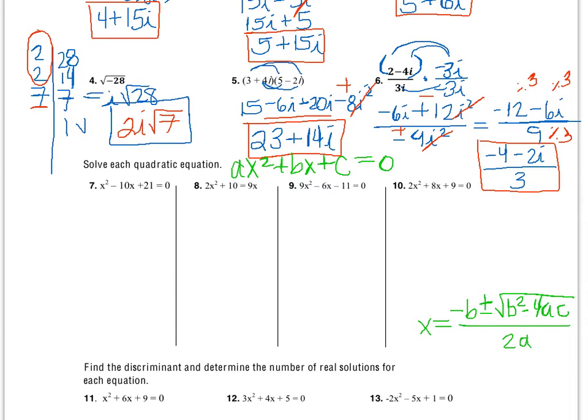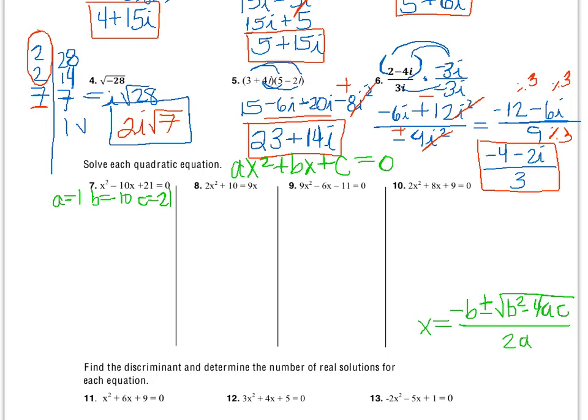All right, so back to number 7. First thing after checking that it's in standard form is to identify your a, b, and c. So a is equal to 1, b is equal to negative 10, and c is equal to positive 21. All right, so I'm just going to go ahead and plug that in. Sorry, it's so messy. I'll write it a little bit more clearly. b is equal to negative 10, and c is equal to positive 21.